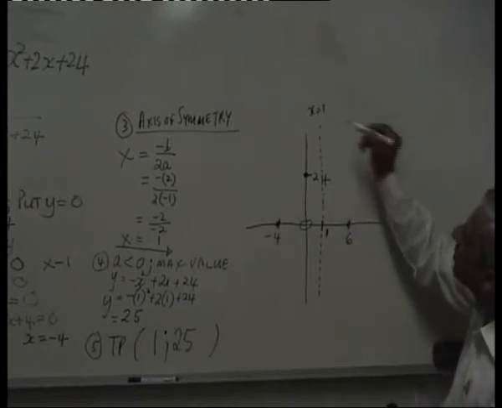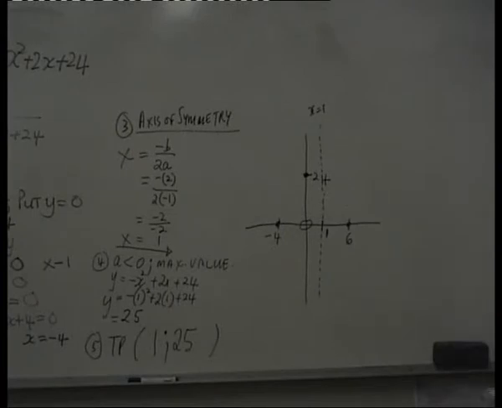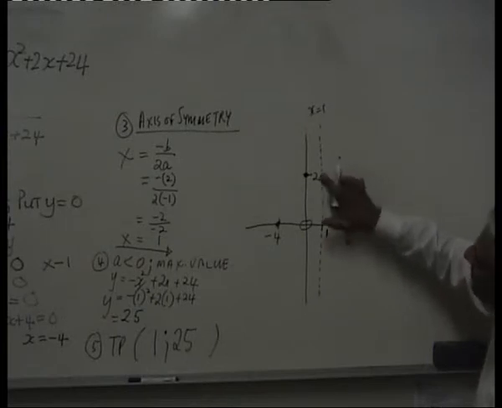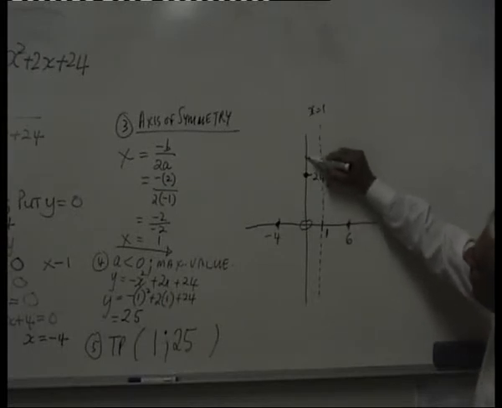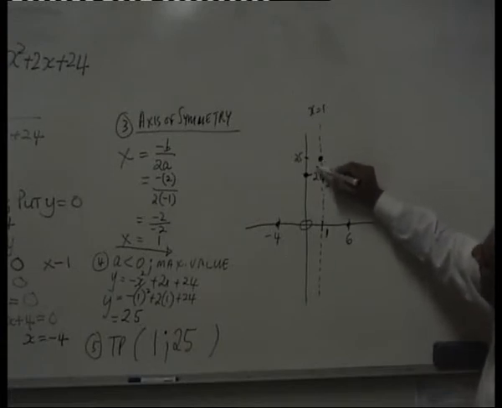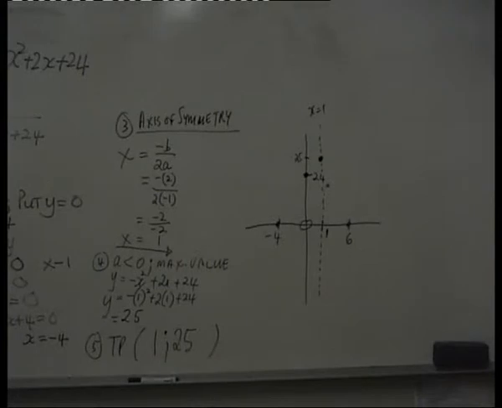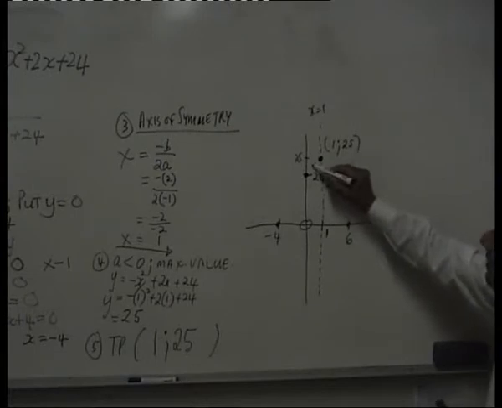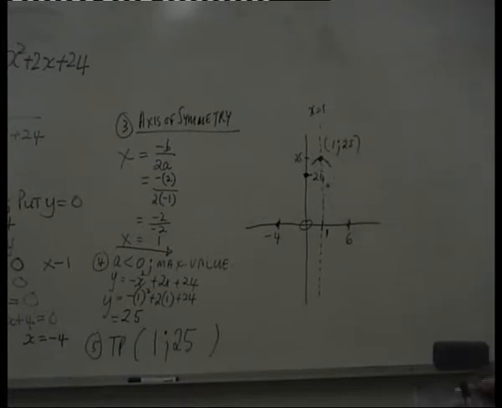And that's x is equal to 1. And your turning point is (1, 25). So there's 1, and that's 24. So 25 is somewhere here. So (1, 25) is here. So you plotted (1, 25). That's the point. Now, it's a maximum value graph. That means the graph comes here and turns like that. So that's the meaning of a maximum value turning point.